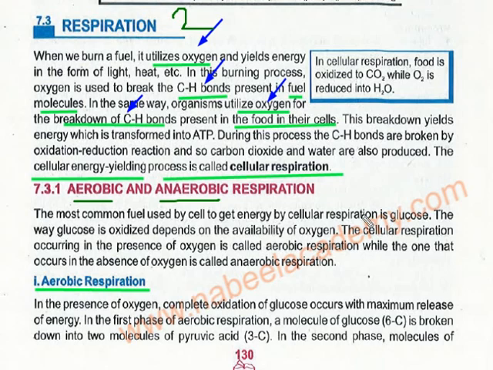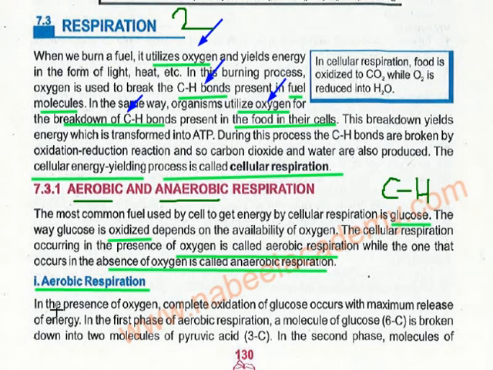So the most common fuel used by the cell to get energy by cellular respiration is glucose. So we always use glucose, and glucose is what? Glucose is a sugar. So it has carbon in it and it has hydrogen in it also. So these carbon hydrogen bonds will be broken, and as a result the glucose is oxidized. It means the bonds are broken, and the oxygen gets available. The cellular respiration occurring in the presence of oxygen is called aerobic respiration, while the one which occurs in the absence of oxygen is called anaerobic respiration.